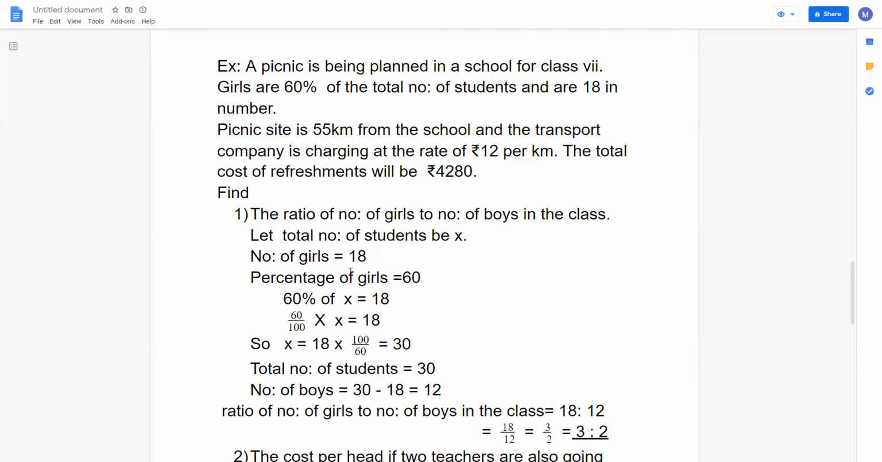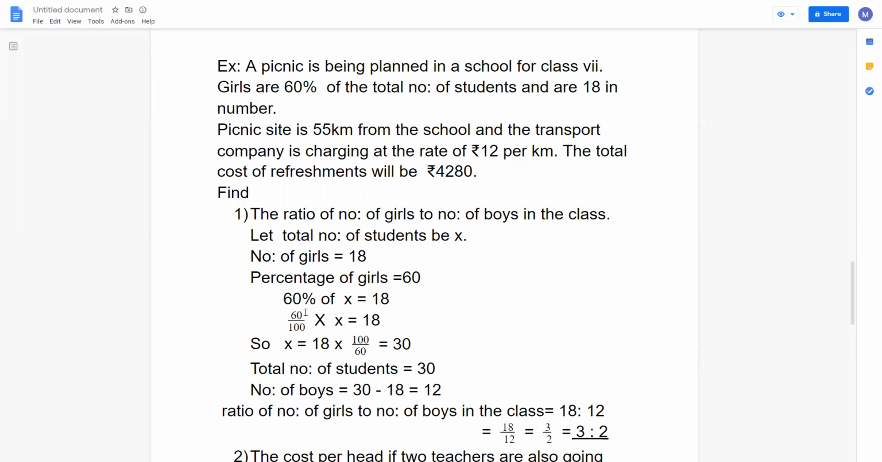Number of girls given in the question is equal to 18. So percentage of girls also given, 60. In the question it is given 60% of the total students are girls. So 60% of what? Total students, which we have taken as x. It's not given in the question. So 60% of total students x equal to 18. So number of girls equal to 18. That is 60% of the total is girls. So 60% of x equal to 18.